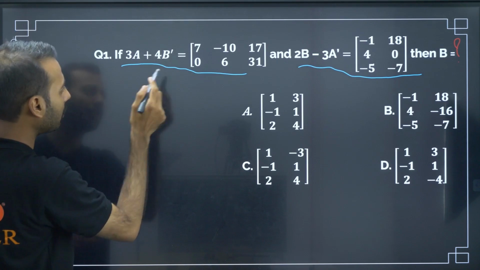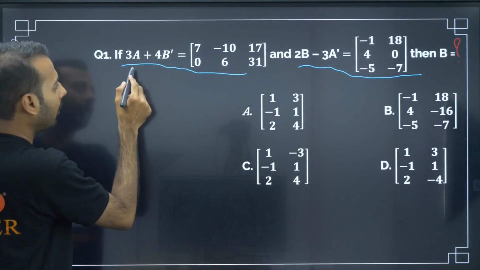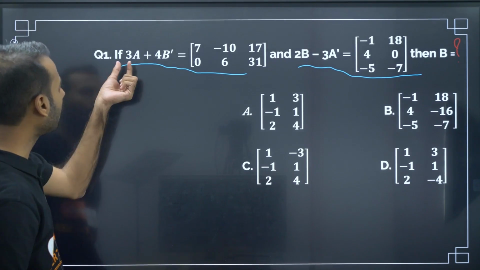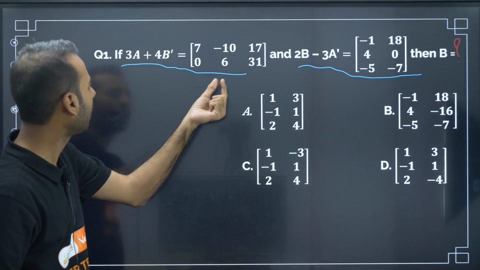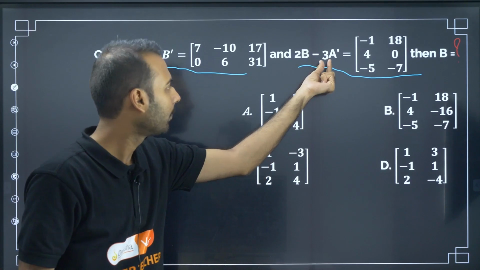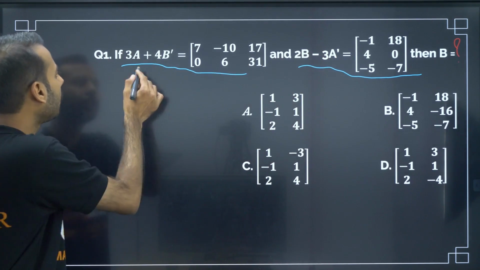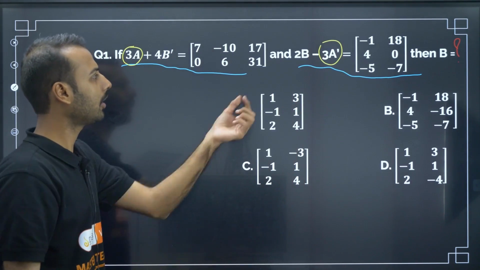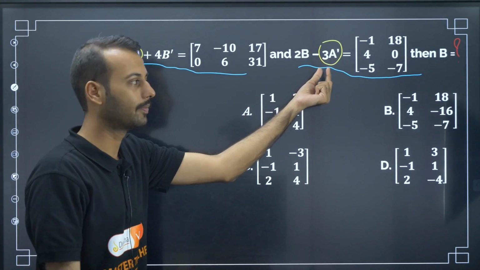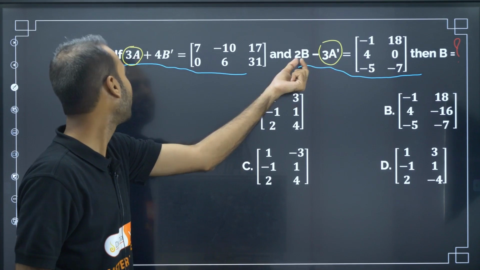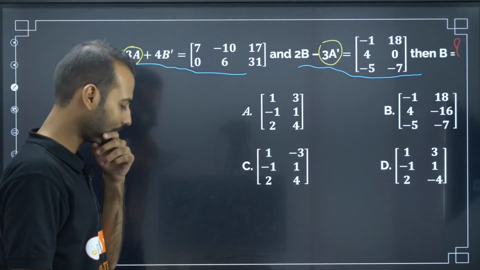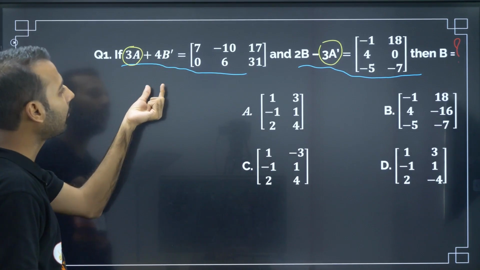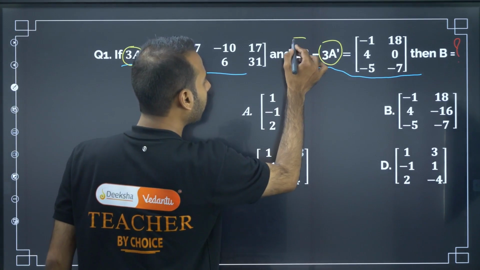First let me copy and paste this question, or else let this question be like this only. 2B minus 3A dash. Now if I observe this question, here 3A is there, here 4B dash is there, here 3A dash is there, here 3A is there, 3A dash is there. If in place of A dash it was A, then if I add these, the 3A would get cancelled and I would get something from this. So what I will do is apply transpose.